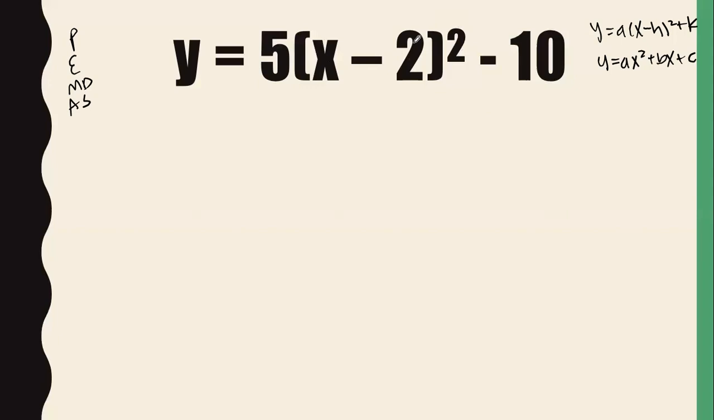Anyone? X minus two squared. What does x minus two being squared mean? Like before we even talk about it, what does it mean? Something being raised to the power of two, what does that mean about that something? Like three squared, what does that mean? It's being multiplied by itself. Multiplied by itself. So x minus two squared.